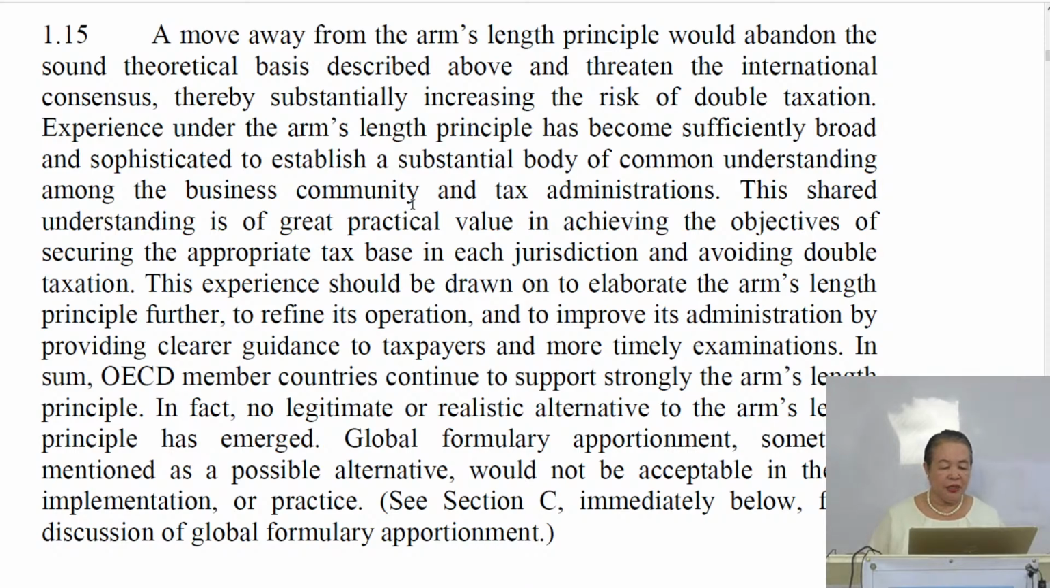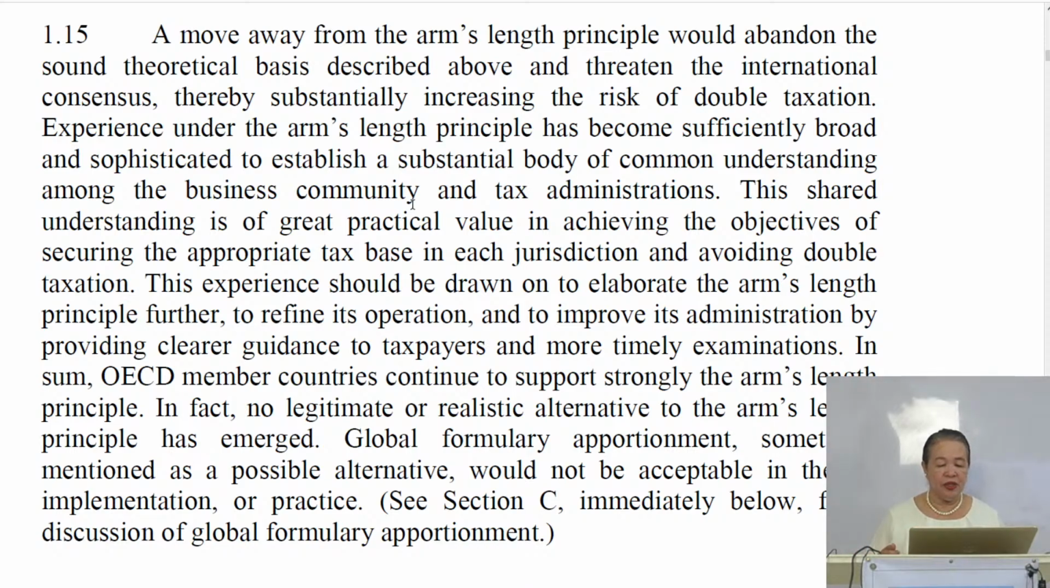This shared understanding is of great practical value in achieving the objectives of securing the appropriate tax base in its jurisdiction and avoiding double taxation. Much as possible, we have to avoid double taxation. That's why we have tax treaties. And the purpose of tax treaties is to avoid double taxation. But in transfer pricing, there are times that double taxation cannot be avoided.